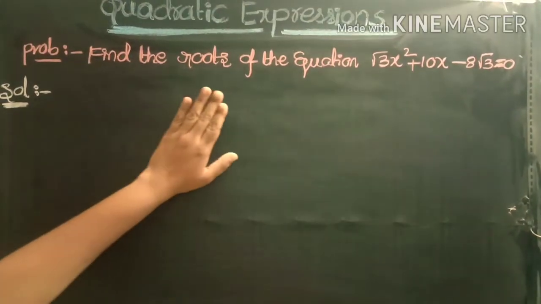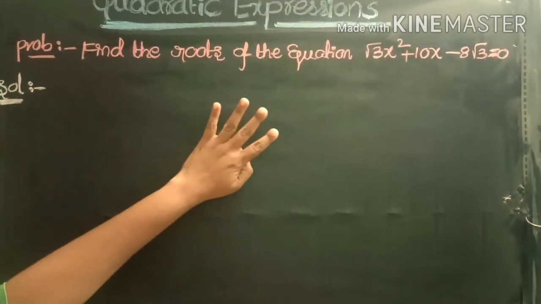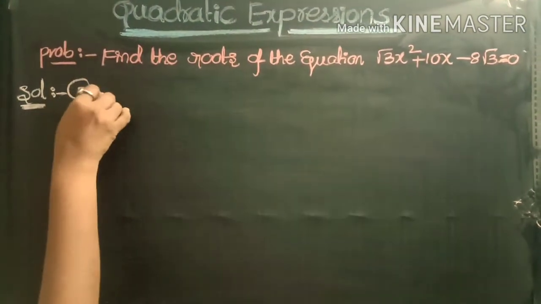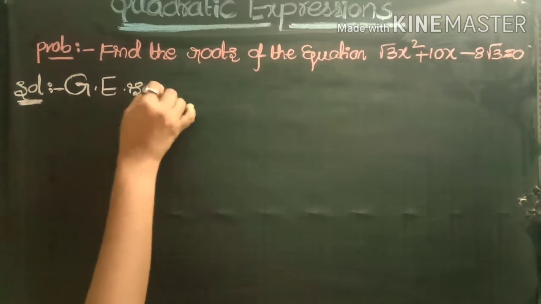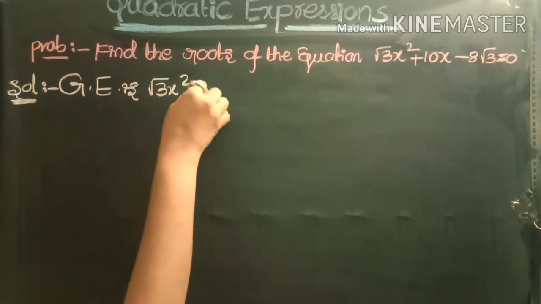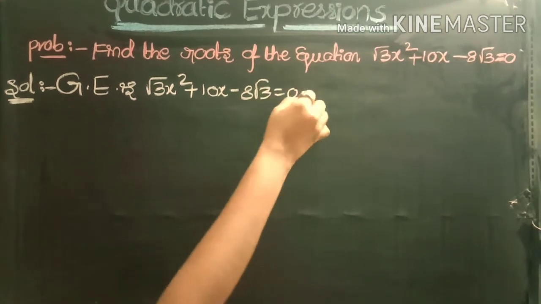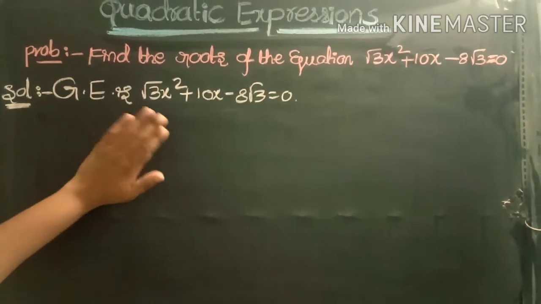Find the roots of the equation root 3x square plus 10x minus 8 root 3 is equal to 0. Find the roots of the equation. So first we take the given equation here. Given equation is root 3x square plus 10x minus 8 root 3 is equals to 0. Now we can solve this problem by using either the formula or factorization.